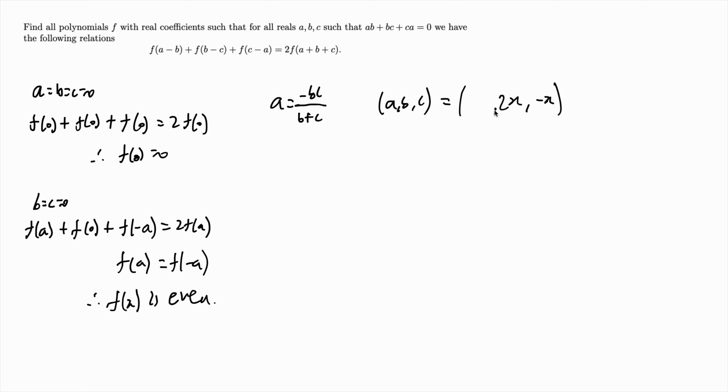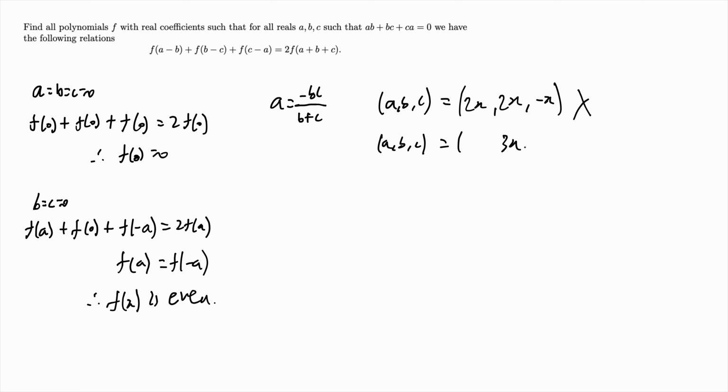Then obviously a should be x. But if we actually substitute it here, we have f(0) plus f(3x) plus f(negative 3x) equals 2 times f(3x). And let's just say that f(x) is even, which we already have here. So cross that out.